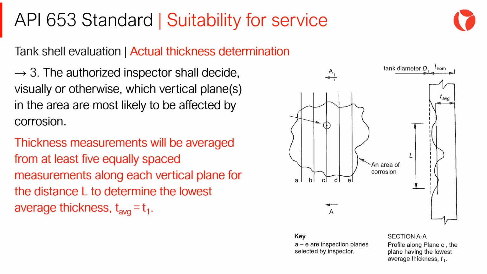The third step. The authorized inspector shall decide, visually or otherwise, which vertical plane in the area, or planes of course, are the most likely to be affected by corrosion. The thickness measurements will be averaged from at least 5 equally spaced measurements along each vertical plane for the distance L to determine the lowest average thickness, t average or t1.